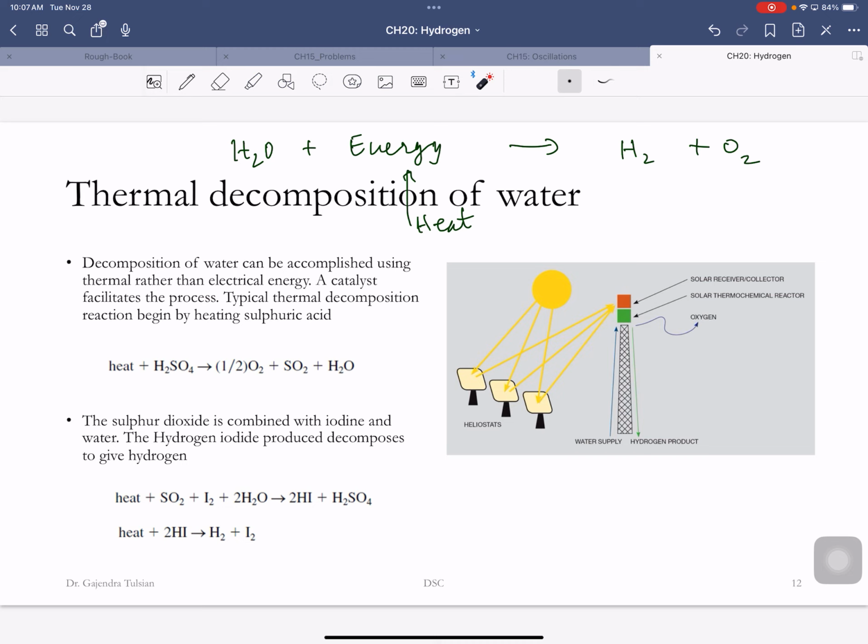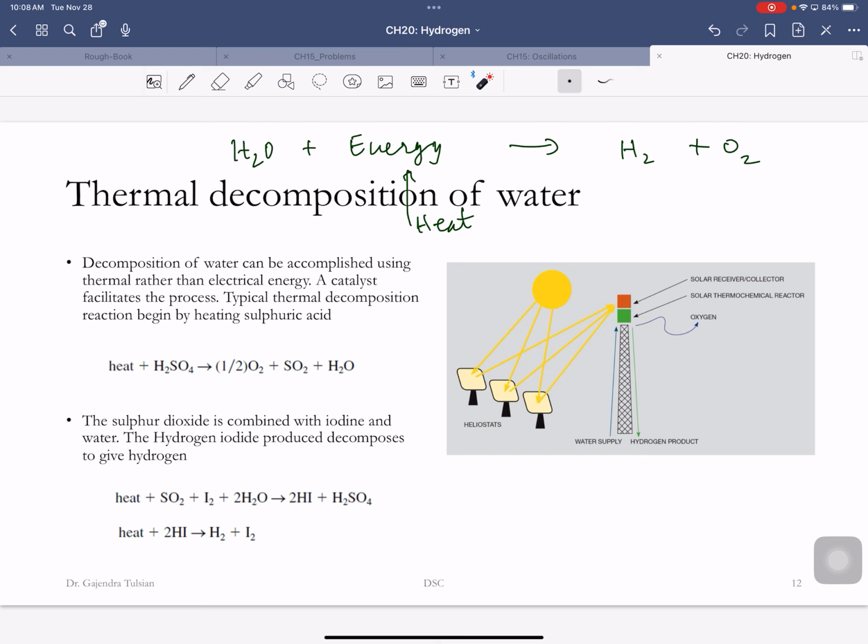So in this, iodine acts as a catalyst. Thermal decomposition reactions begin by heating sulfuric acid. So here's sulfuric acid, and you're providing heat. Anything on the left-hand side is input. So you take heat, sulfuric acid splits into that, and then you're providing further heat, and the sulfur dioxide plus iodine plus water splits, becomes hydrogen iodide and sulfuric acid back, so you don't lose your starting material.